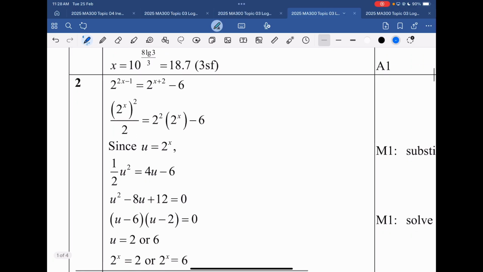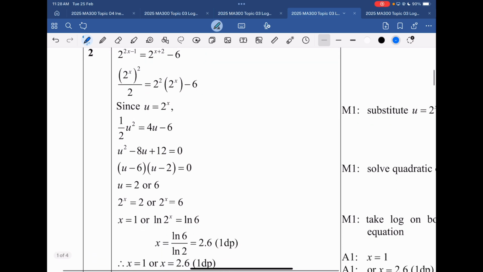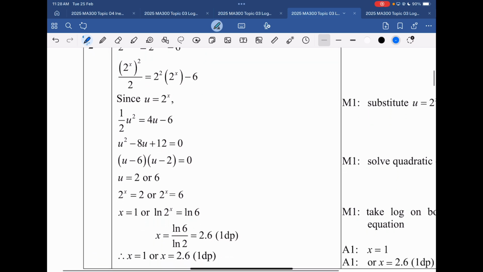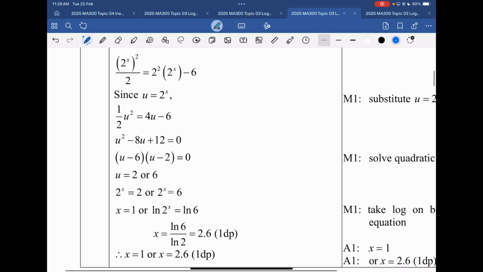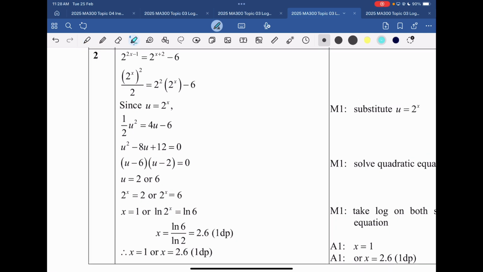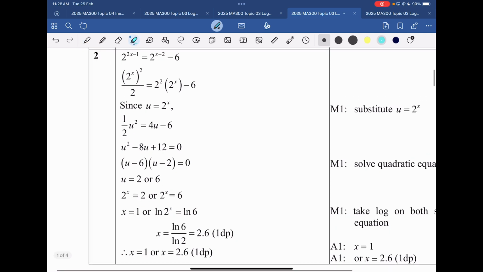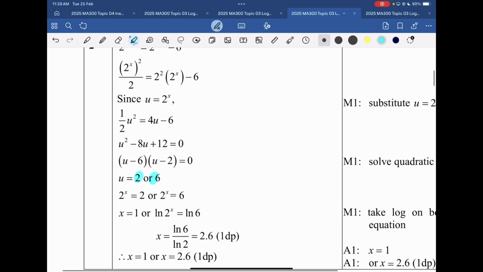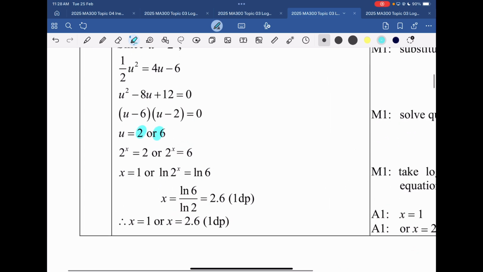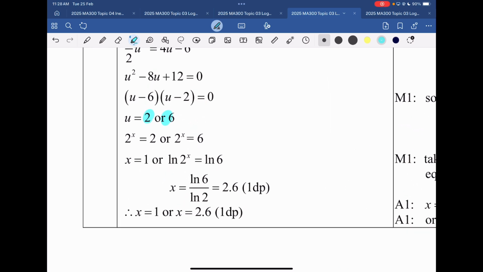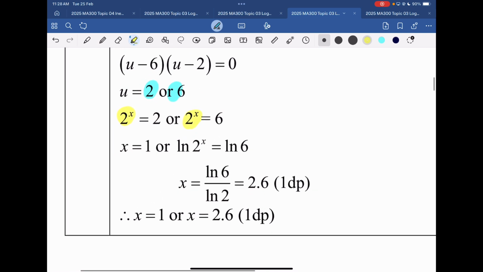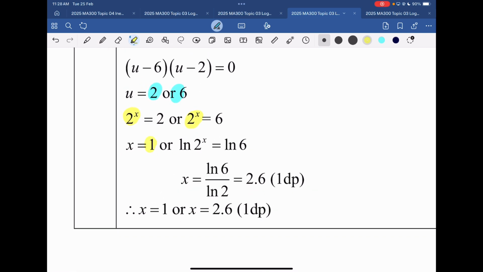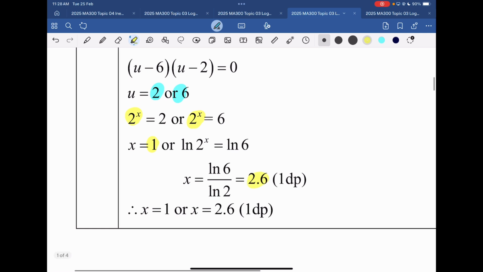Question 2, solve by substitution. So you get 2 and 6. Remember to sub back. 2 power x equals to 2, 2 power x equals to 6. That gives you 1 or ln 6 over ln 2, which is 2.6.